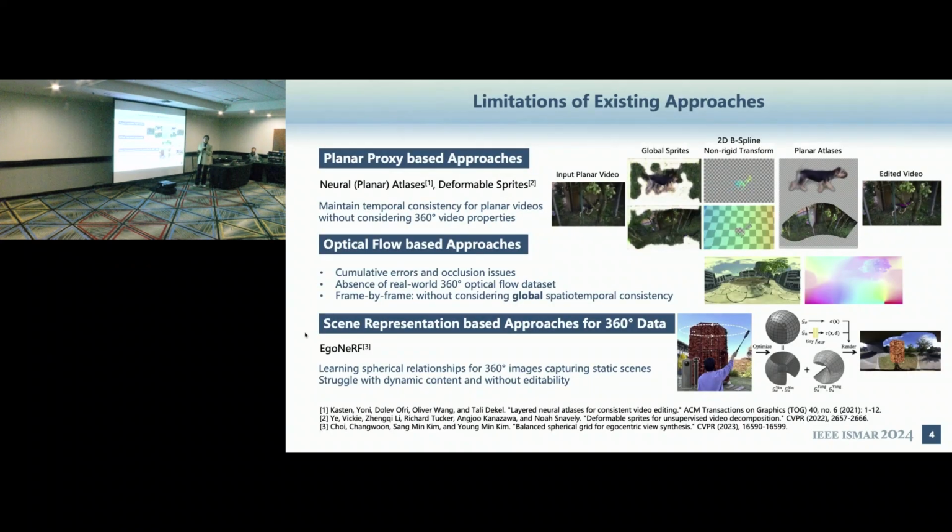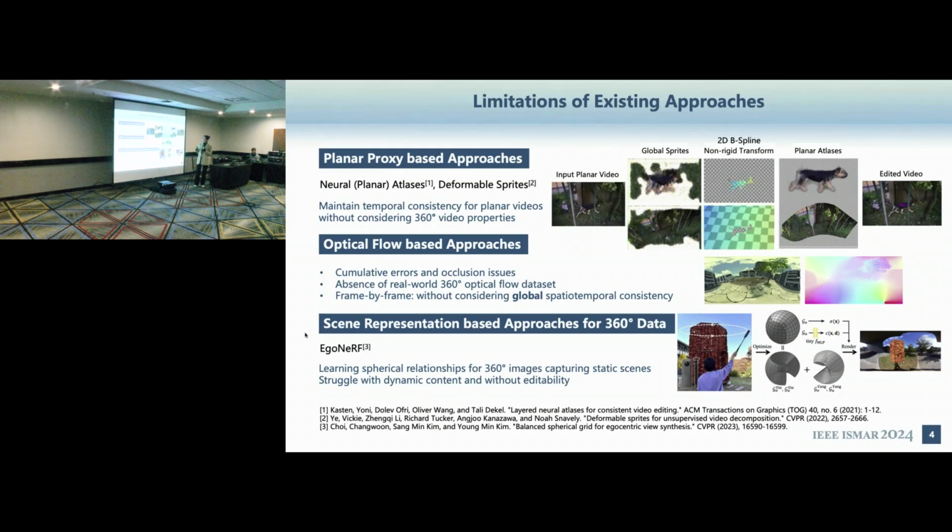In the existing approaches, like neural atlases and deformable sprites, they can learn a planar proxy to maintain the temporal consistency for planar video editing. But they struggle with 360 video editing because they do not consider the unique properties of 360 videos.